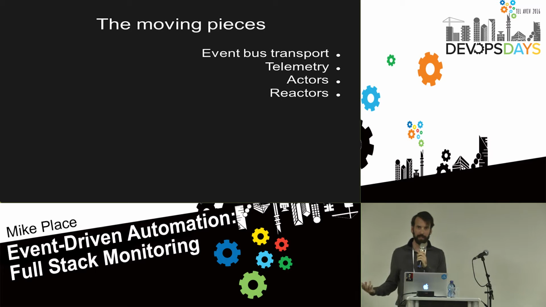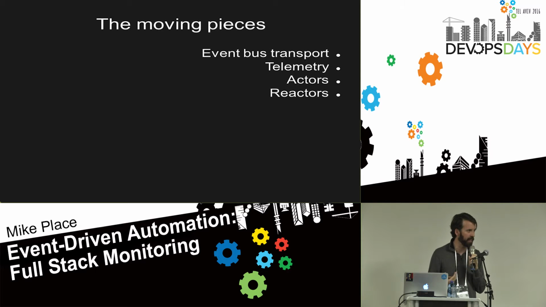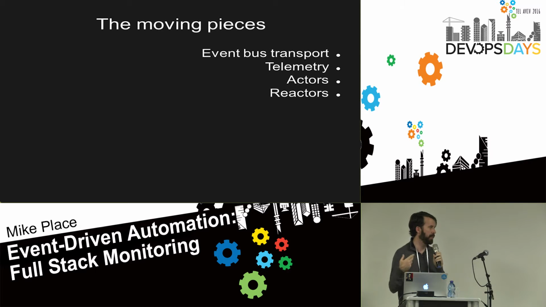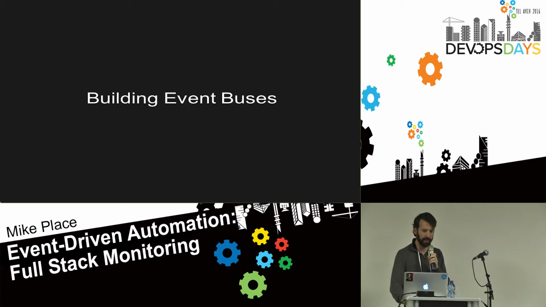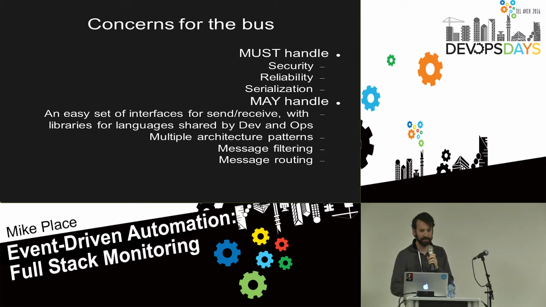So the moving pieces here, we have an event bus transport. We have telemetry, which is the monitoring that's emitted onto this bus, either from the applications or from the systems which run underneath it. We have actors, which take these events and perform actions on them, and reactors, which can react to events as they flow in. So how do we build one of these?